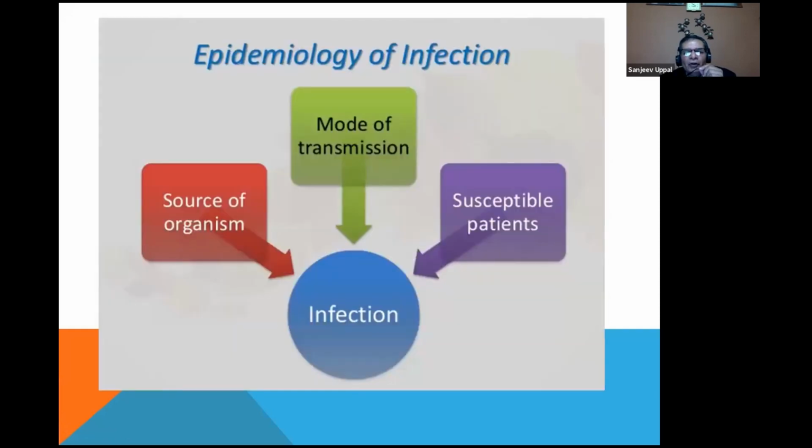So what is the epidemiology of infection we have? We have a source of organism, which can be either the person himself from within the body or outside the body. Then there is the mode of transmission, which can be direct or nosocomial, by certain objects like bed sheets, beds, and other equipment in the hospital. And then there are susceptible patients. So there are some patients who are suffering from chronic diseases or are immunocompromised already. These three things will cause infection in a much more aggressive way.